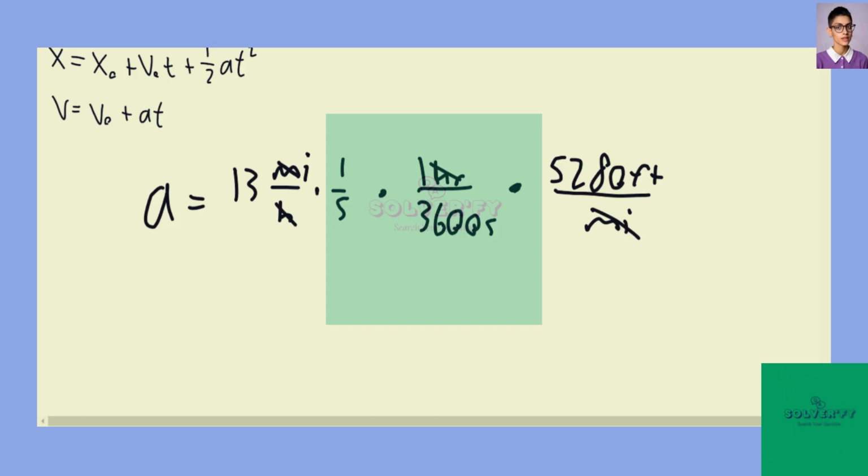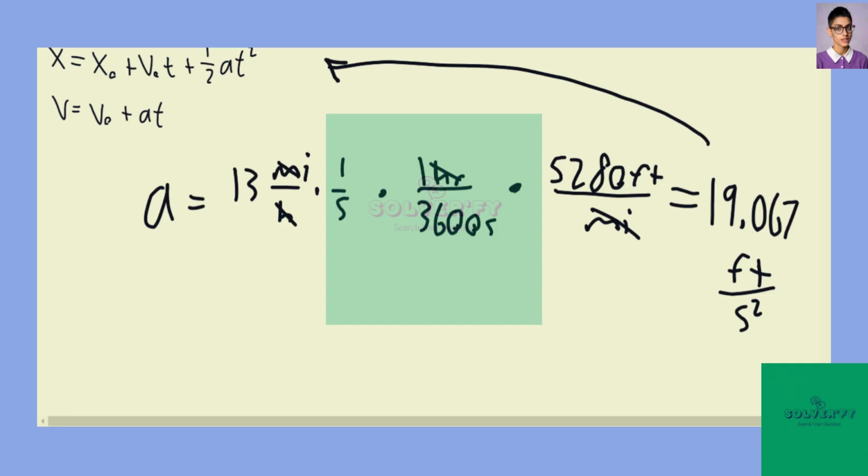So now we have 13 times 5,280, all divided by 3,600. This gives us the acceleration for the bike in feet per second squared, and this equals 19.067 feet per second squared. That's our acceleration for the bike. And now we can plug this acceleration into this equation to calculate how far the bike has traveled.